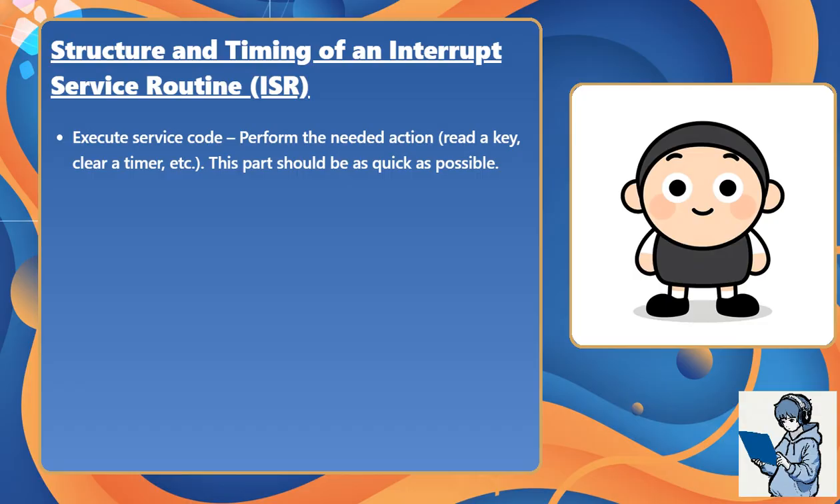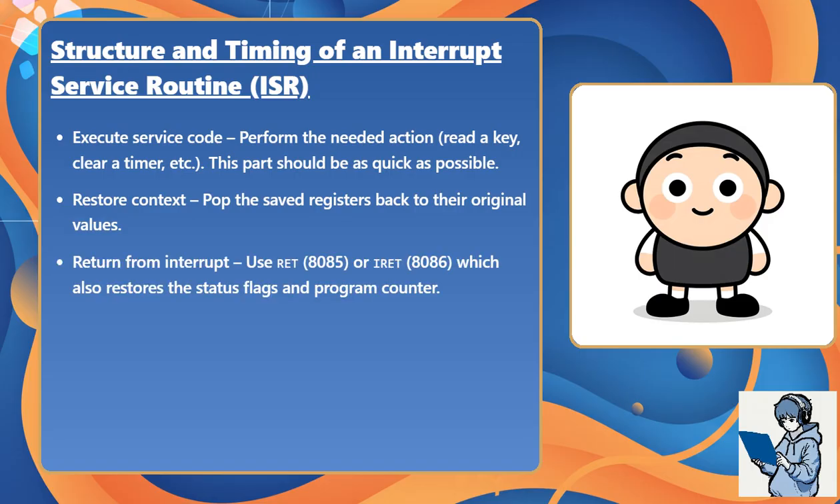This part should be as quick as possible. Step 4: restore context. Pop the saved registers back to their original values. Step 5: return from interrupt. Use RET in 8085 or IRET in 8086, which also restores the status flags and program counter.